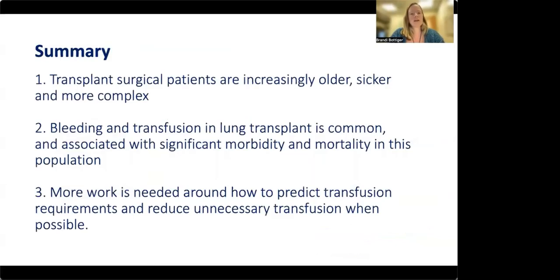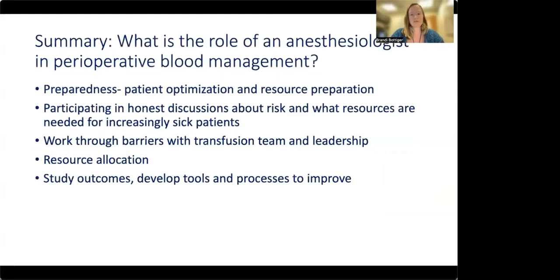So what's the summary? Our transplant surgical patients, no surprise, lung transplant patients, are increasingly older, sicker, and more complicated. Bleeding and transfusion in lung transplant is very common. And there are, I think, ways that we can consider as a group, and the ISHLT is a great group to do this in, how we can predict transfusion, and how we can reduce unnecessary transfusions whenever it's possible. And I guess the bigger picture is, what can the anesthesiologist do for perioperative blood management?